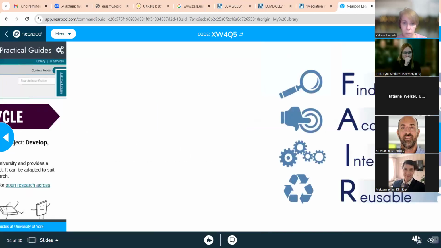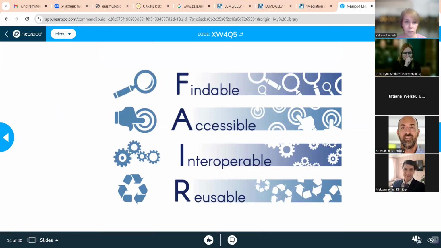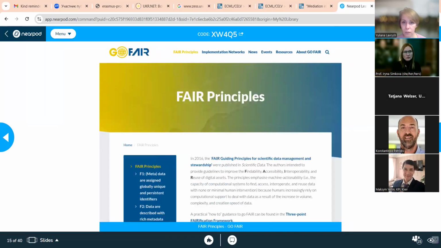Okay, so let's move on. Here you can see this word, FAIR. Speaking about open science, FAIR is an acronym which stands for findable, accessible, interoperable, and reusable data. And these are the principles of open science. Let's discuss them in detail.